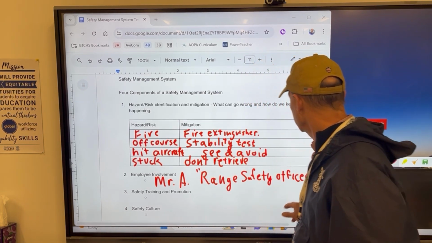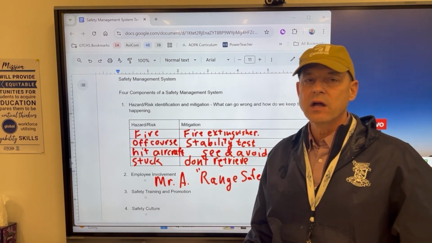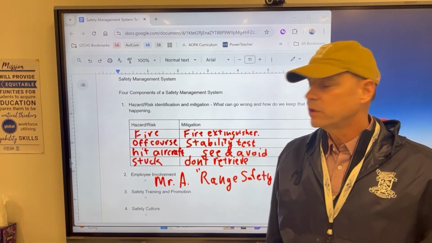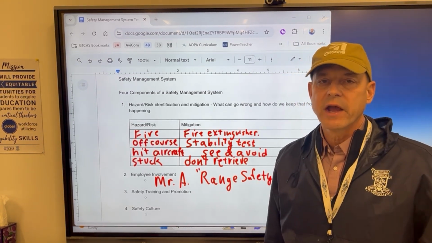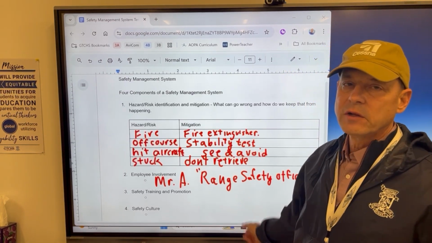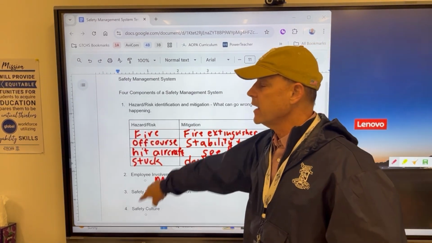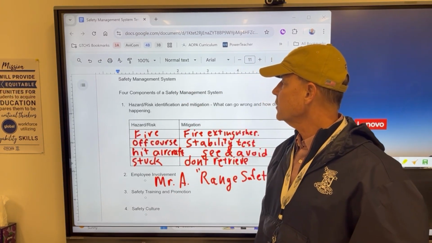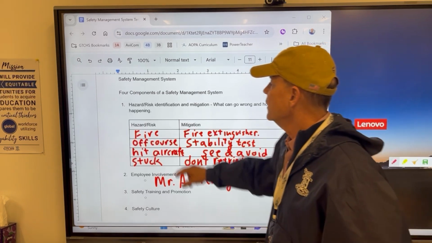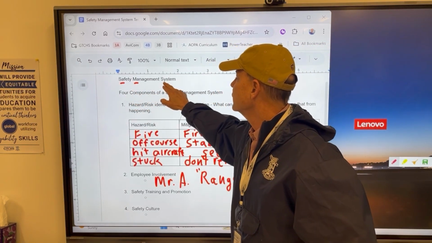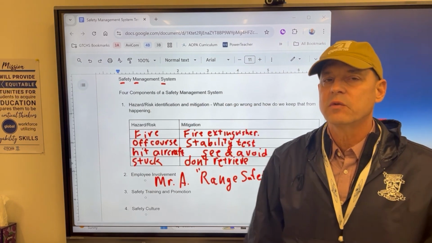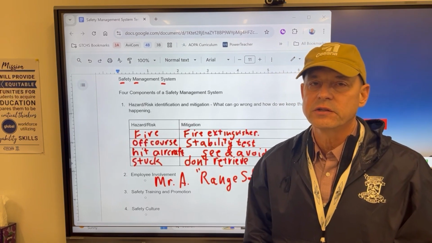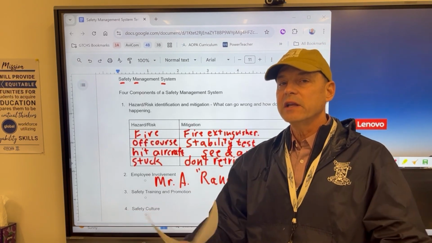Okay? We will, in fact, when we do the rocket launch, there are several jobs, roles and responsibilities that each one of you will take. My job is going to be the range safety officer because I'm ultimately responsible for safety because I am the employee. Make sense? Okay. Number three, the third component of the safety management system, you know, sometimes we just say SMS. So if you hear me say SMS, I'm referring to the safety management system. So safety, training, and promotion. So guess what? You're getting trained in safety.